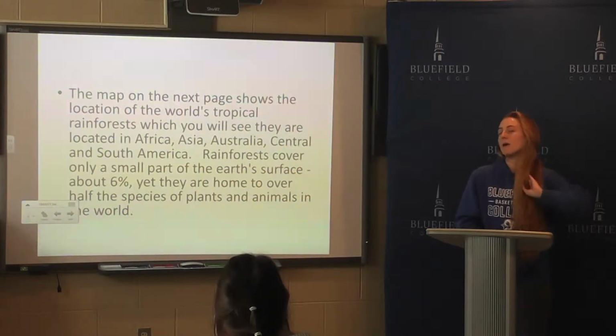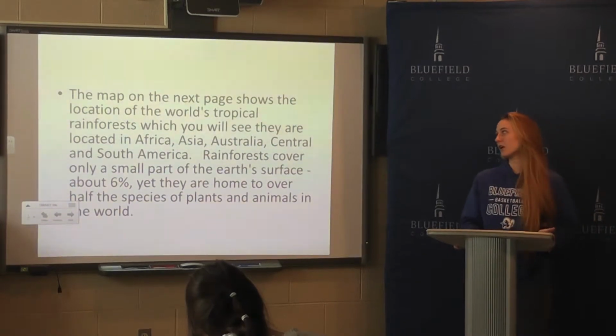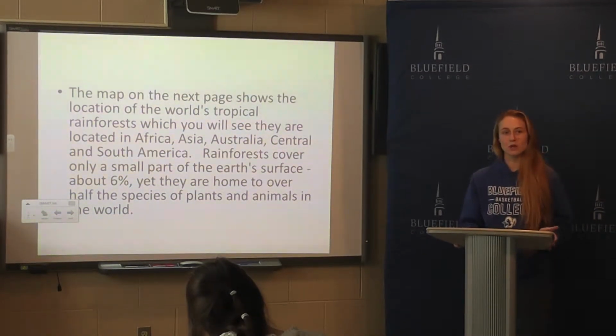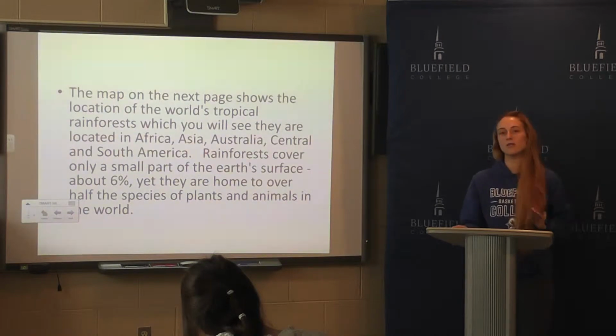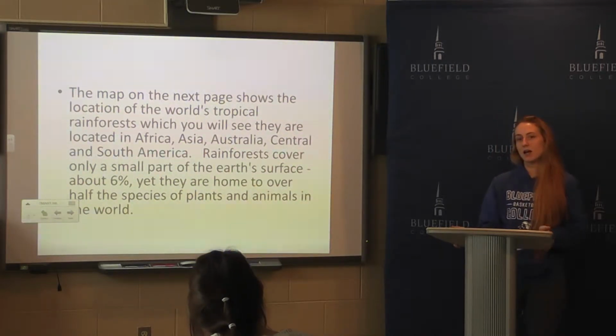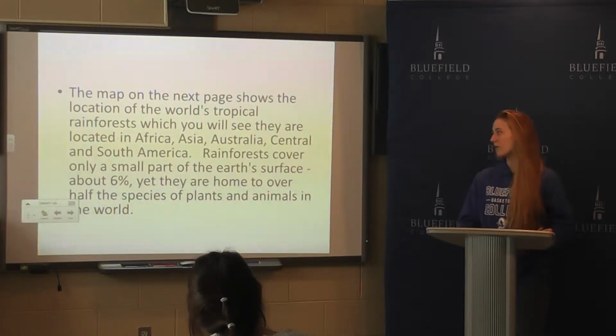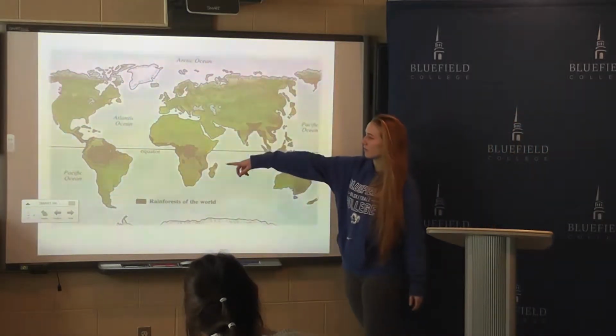If you see in the map on the next page, it shows the location of the world's tropical rainforests, which are located in Africa, Asia, Australia, Central, and South America. They cover only a small part of the Earth's surface, about 6%, but yet they have over 1/2 of the animals and plants. The dark green is where all the rainforests are located.